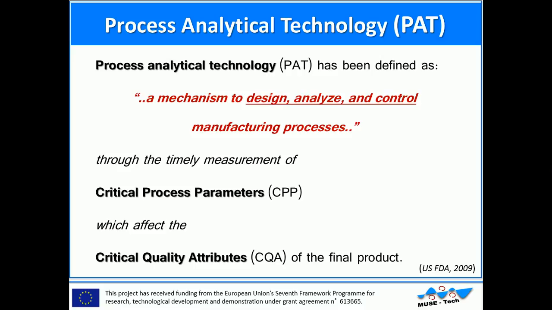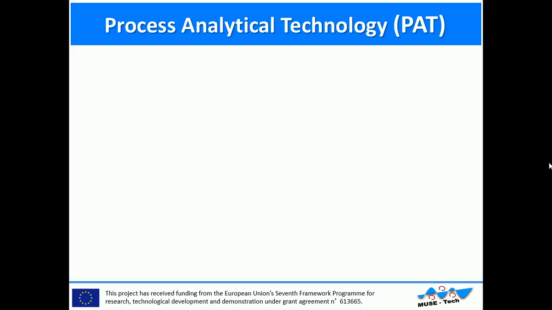Process Analytical Technology, PAT, has been defined as a mechanism to design, analyze, and control the manufacturing processes through the timely measurement of critical process parameters which affect the critical quality attributes of the final product. This is a fine definition given by FDA several years ago, but what is the meaning of CPP and CQA?